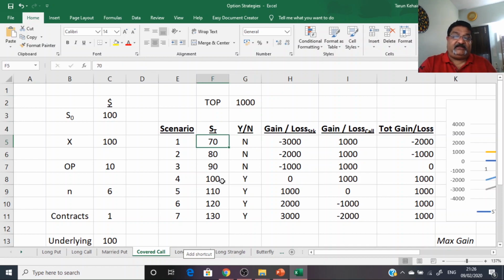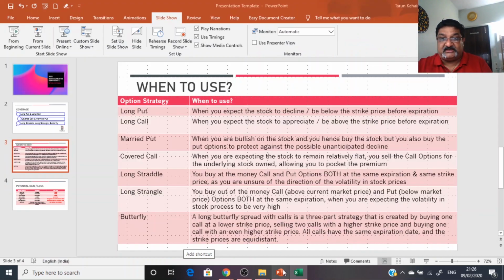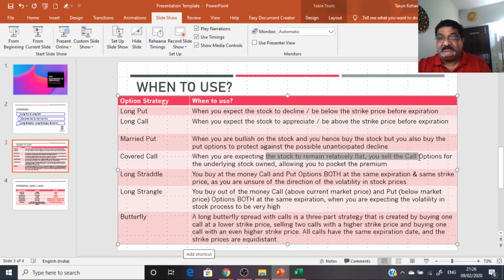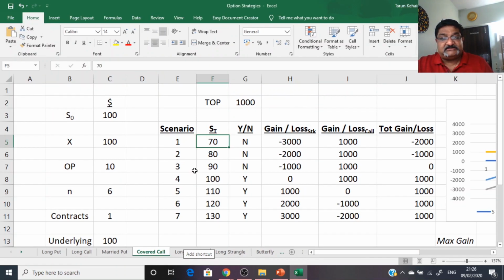Now, will the other party exercise? Remember, please look at the definition again. Covered call: you are expecting the stock to remain relatively flat. You sell the call options for the underlying stock owned. So again, two positions. One, you own the underlying stock, and two, you've sold the call options on the underlying stock. So there are two parts to this problem also.